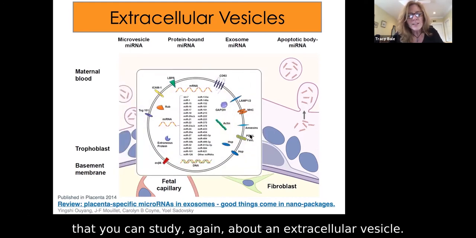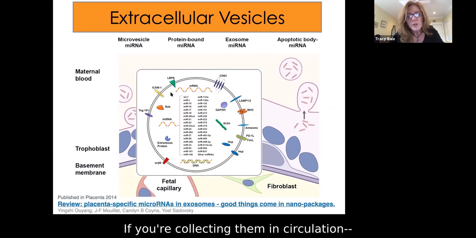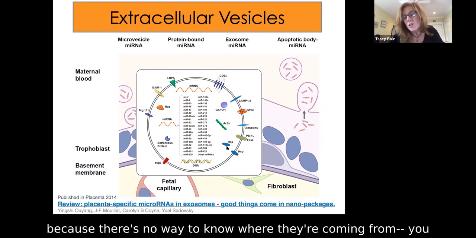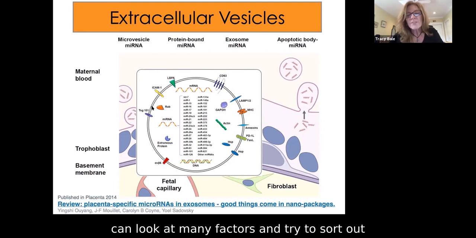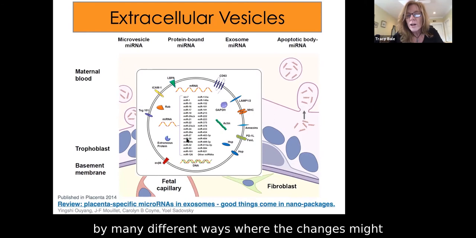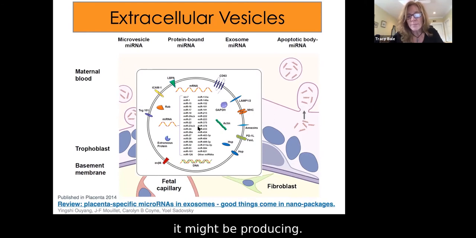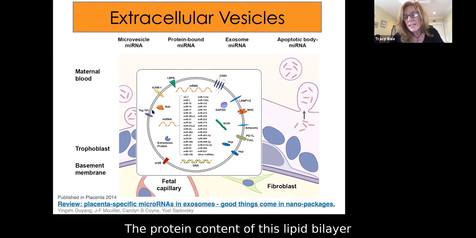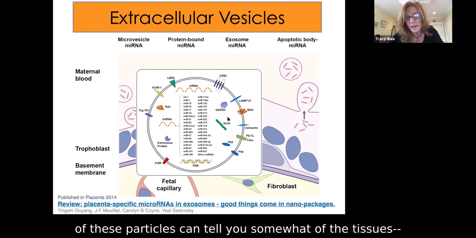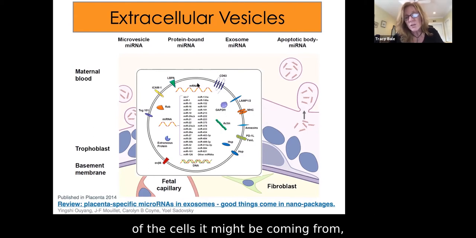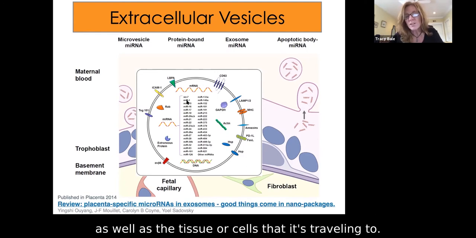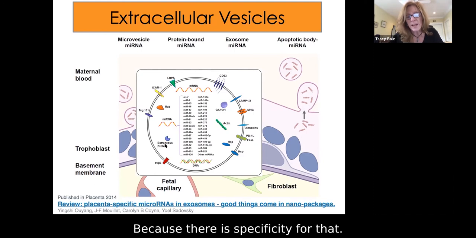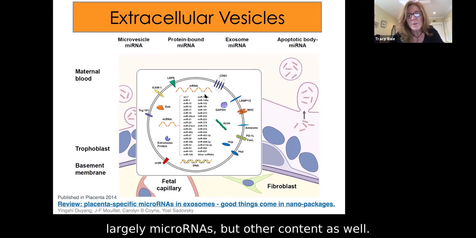Okay, so there are many different things that you can study about an extracellular vesicle. If you're collecting them in circulation, because there's no way to know where they're coming from, you can look at many factors and try to sort out by many different ways where the changes might lie in a vesicle and the signaling it might be producing. So there's the proteomic approach of understanding the protein content. The protein content of this lipid bilayer of these particles can tell you somewhat of the tissues or the cells it might be coming from, as well as the tissue or cells that it's traveling to, because there is specificity for that. There's also the small non-coding RNA content or cargo of these vesicles, largely microRNAs, but other content as well.